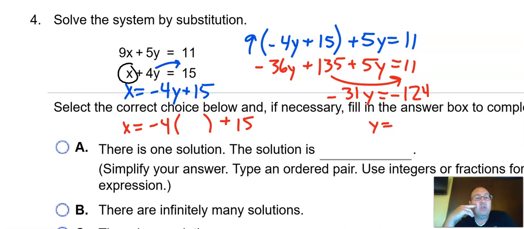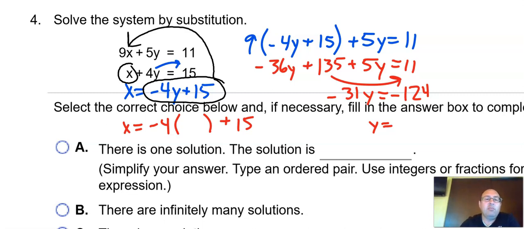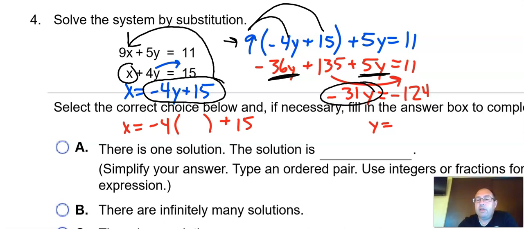So in the second equation, x was by itself, so I can move the 4y to the other side, and that gives me -4y plus 15. And then, of course, I'm going to plug it in right there, which I did in the top of the next row. And then we can distribute, and that gives me -36y and +135. And so then I can see like terms that can be added together to give me -31y. And if you push the 135 to the other side by subtracting, you get -124.